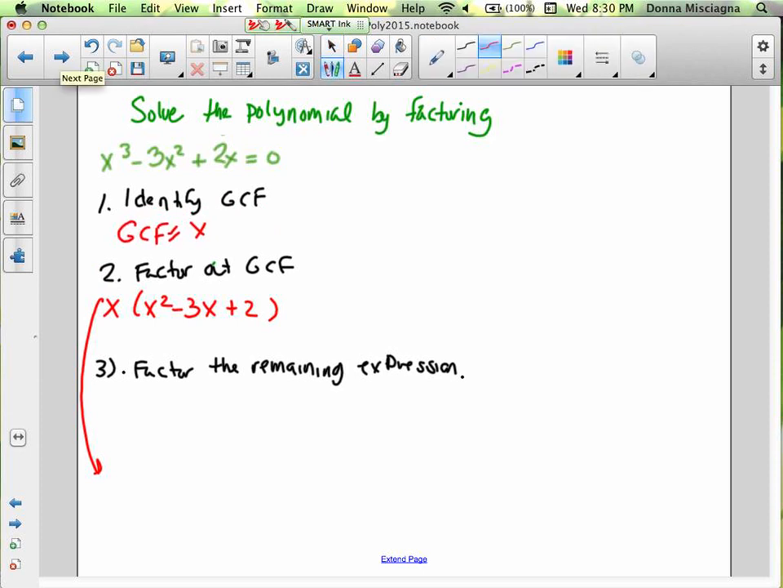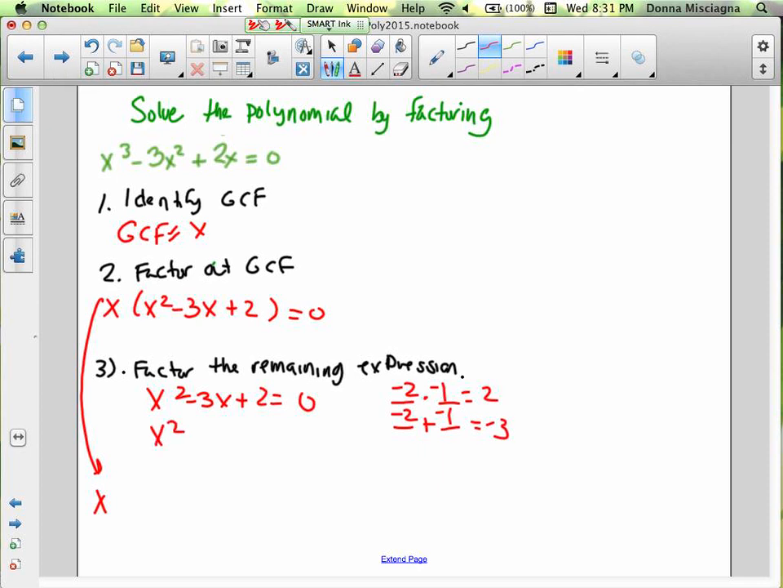All right, now we'll factor the remaining trinomial. So we're solving equals 0. x squared minus 3x plus 2 equals 0. So 1 times 2 is 2. Two numbers that multiply to give us 2, but add to give us negative 3. They both got to be negative. Negative 2 times negative 1 multiply to give us positive 2, and negative 2 plus negative 1, that's negative 3.